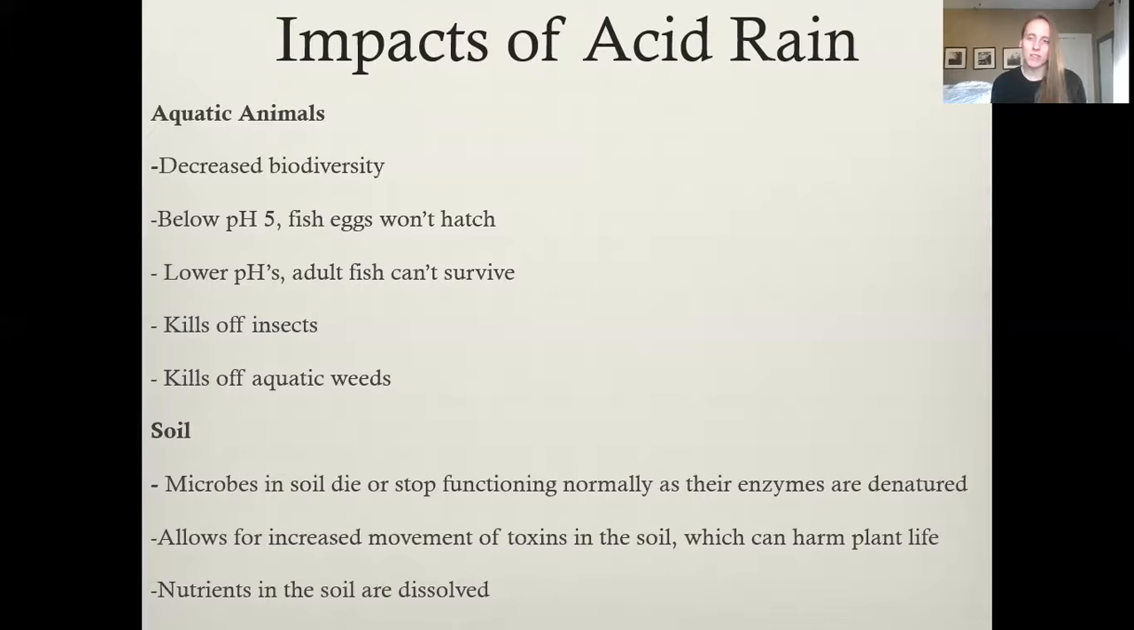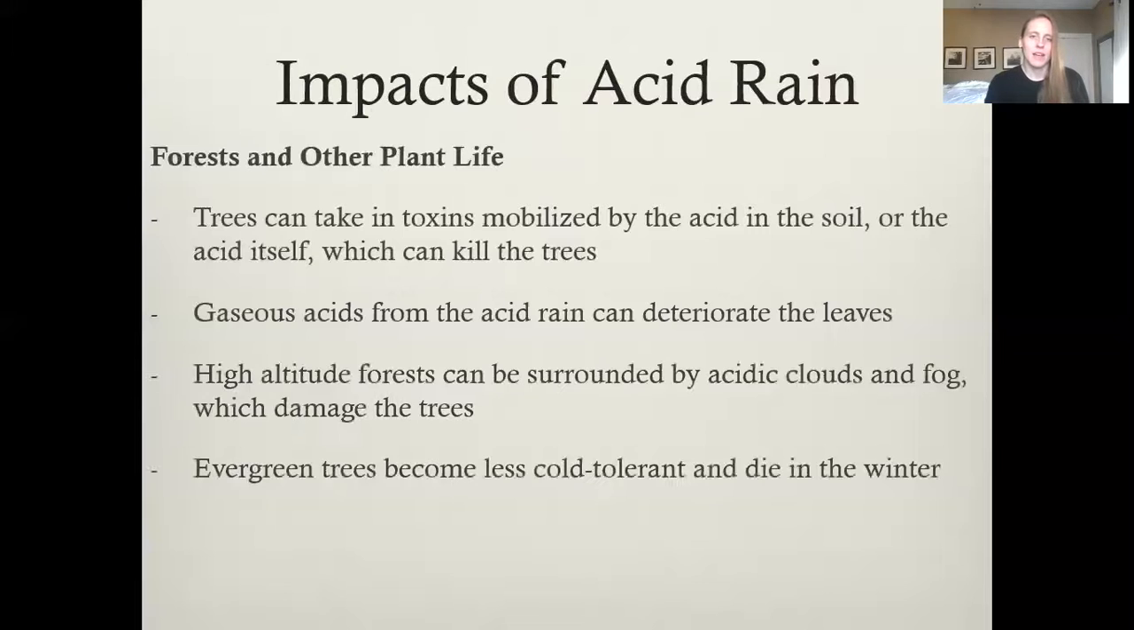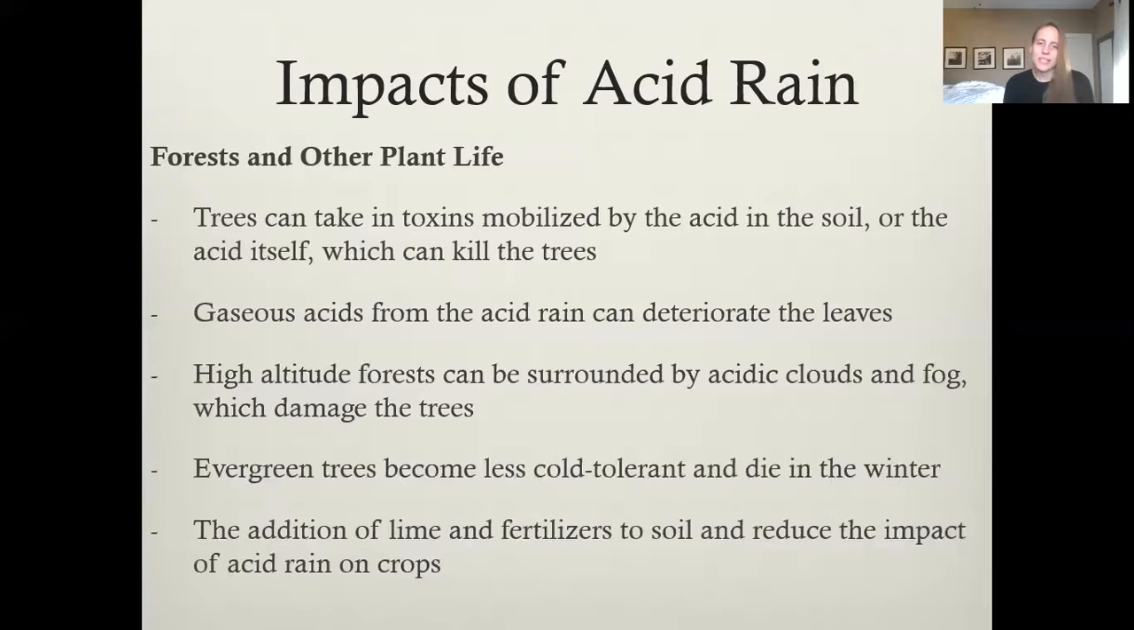The acid rain can also directly dissolve nutrients that are in the soil, and it also allows more toxins to move through the soil into the plants. Trees can also take in the toxins from the soil, which can either kill the tree itself or just make it less healthy.